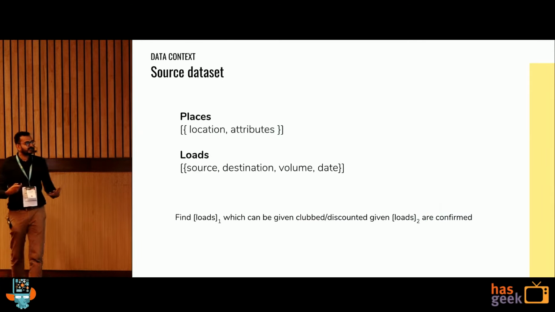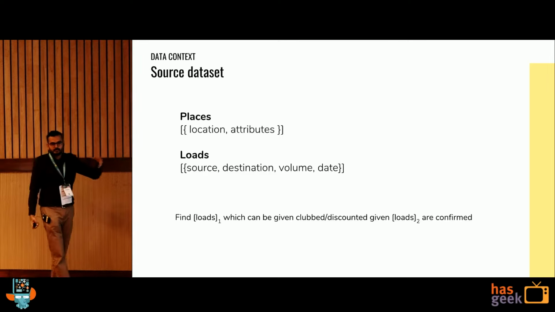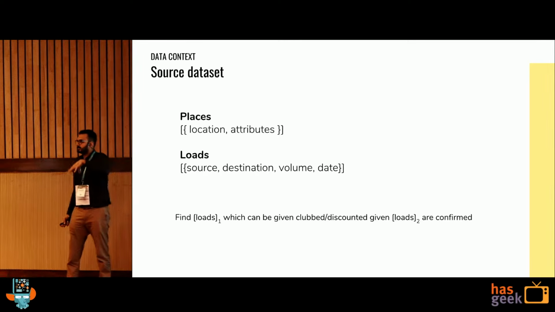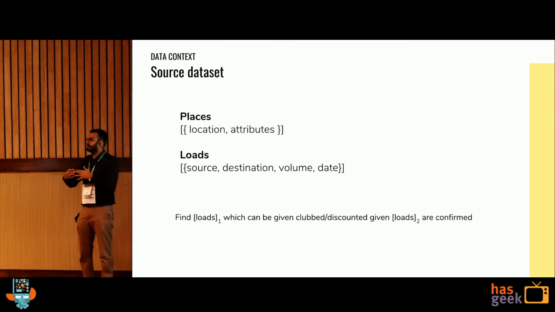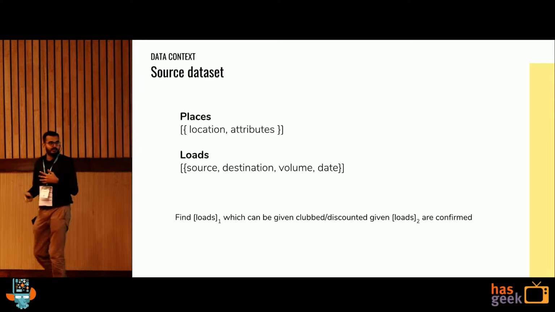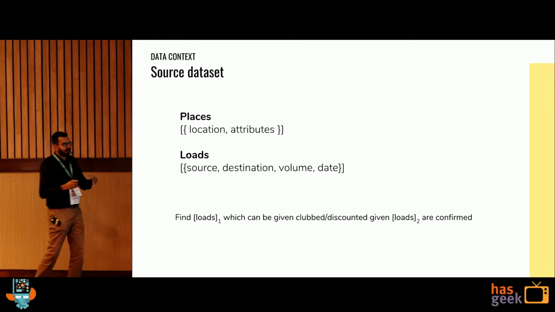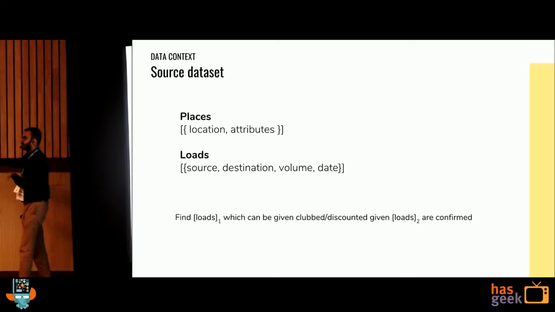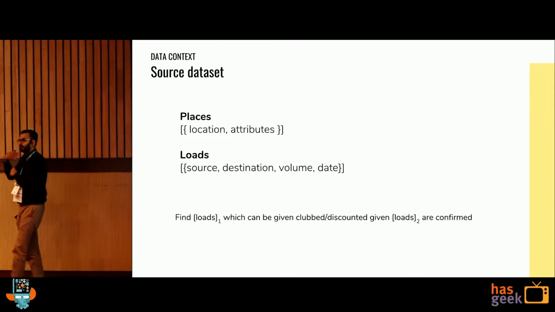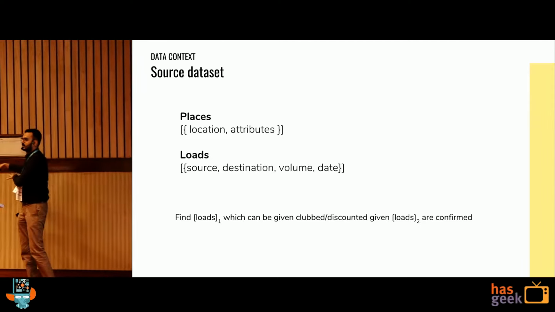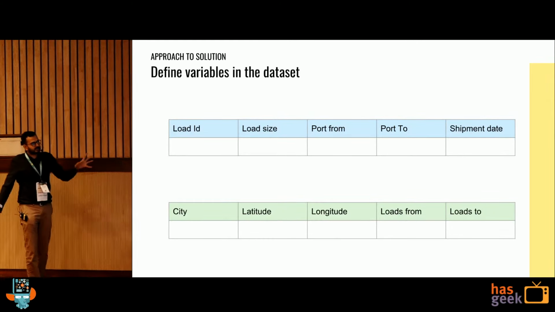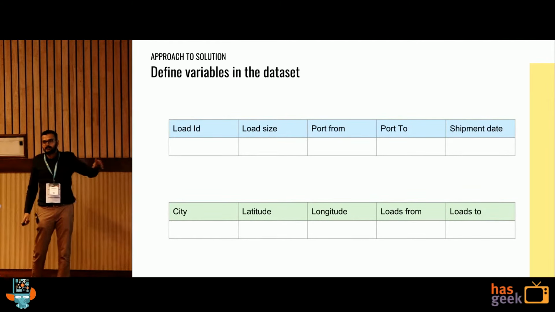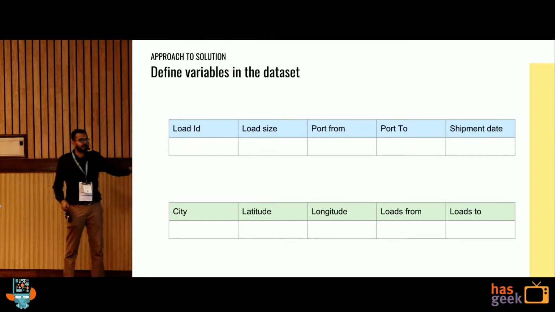So this is the data set that we are talking about. We map the city locations, we have the places, and we have the location attributes, and we have the load data between cities on days. So the problem is basically to find loads given that some other loads are already in. You already have loads for certain territories. So if I break down the data set, it looks something like this, right?